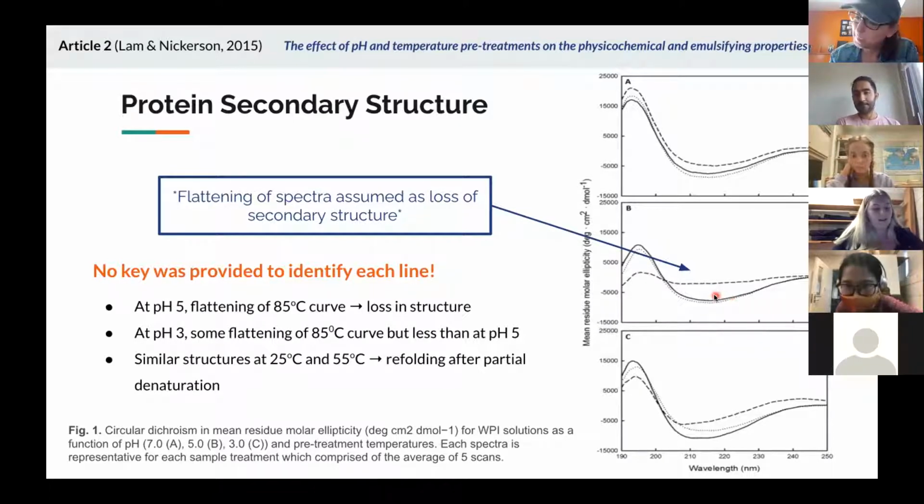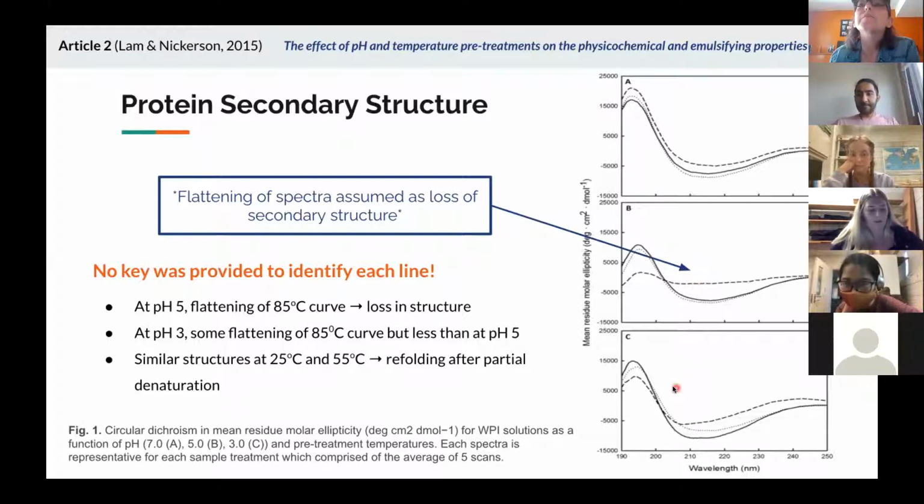But anyways, based on the discussion, we can see that at pH 7, that's A, there was little effect of temperature treatment. At pH 5, which is B, there's loss of secondary structure with the 85 degree C treatment. And this is near the isoelectric point of whey protein. So it's assumed that this was caused by disruption of hydrogen bonds at this higher temperature, causing unfolding, because the protein's nearly at a neutral charge at this point.